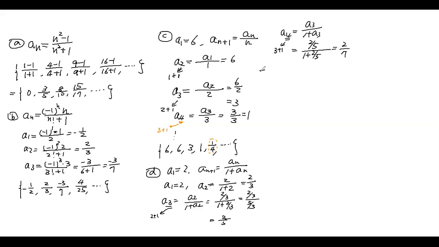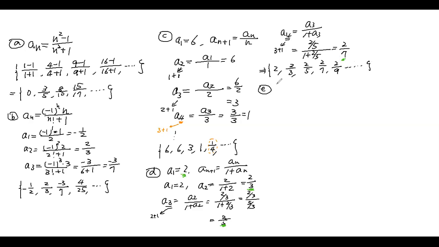Okay, so now if we put this together, we can see the sequence here. We start with 2, and then 2/3, 2/5, and 2/7, right? So we can write here 2, 2/3, 2/5, and 2/7. If you continue, the next term will be 2/9, and so on, okay? So that's pretty straightforward.